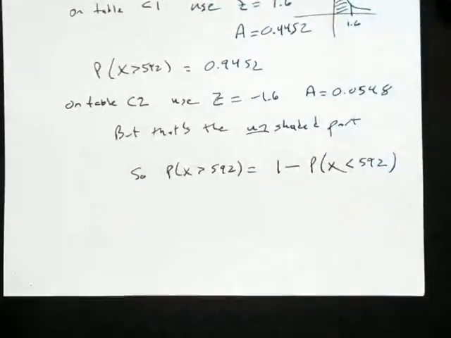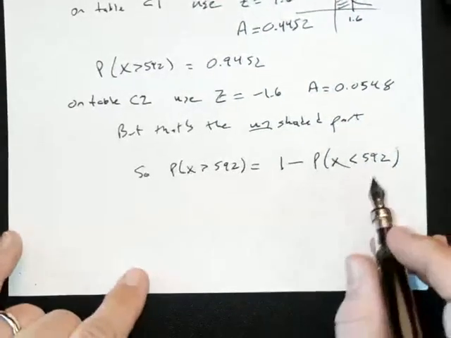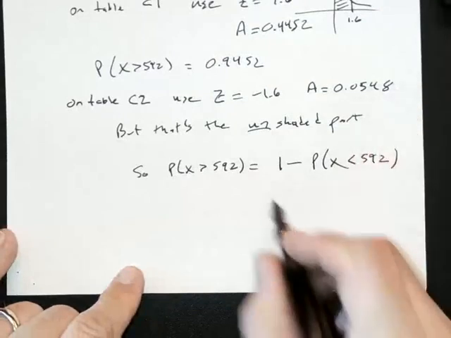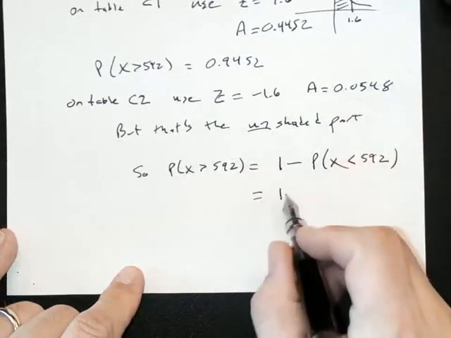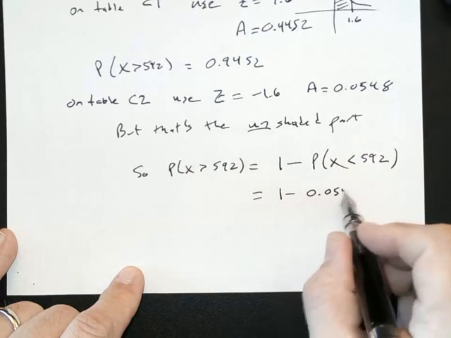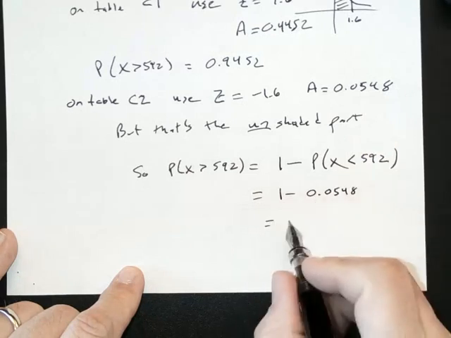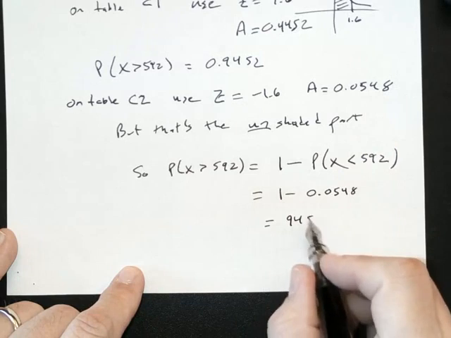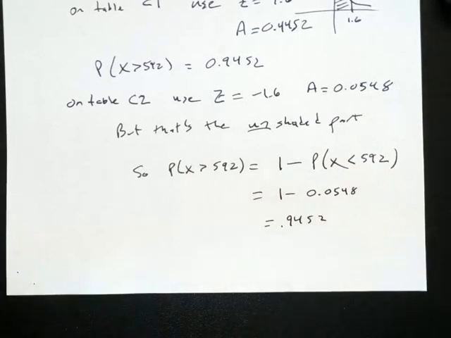And with a CDF, we get the probability of X being less than something. And so this is our 0.0548, which is 0.9452.